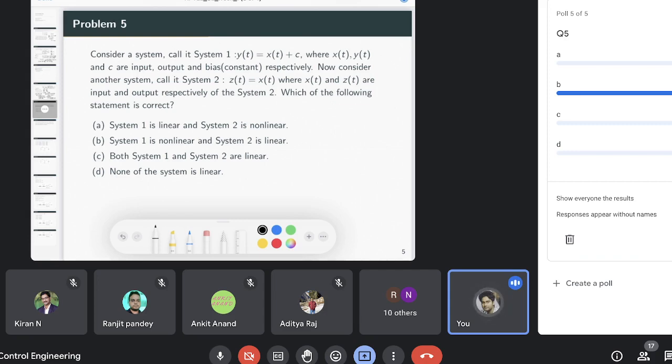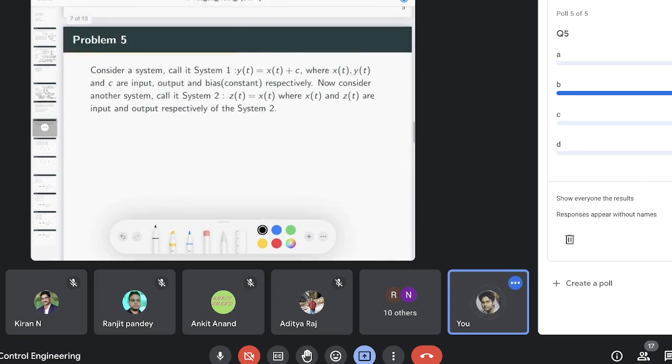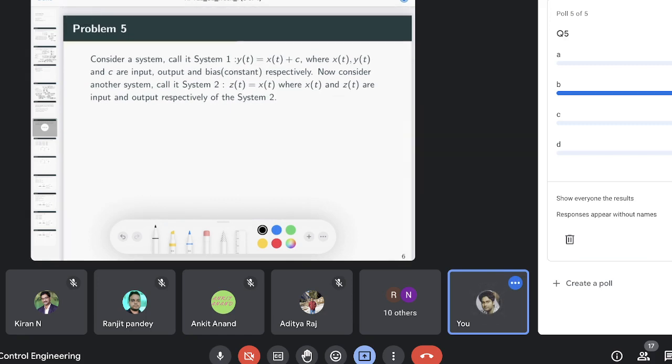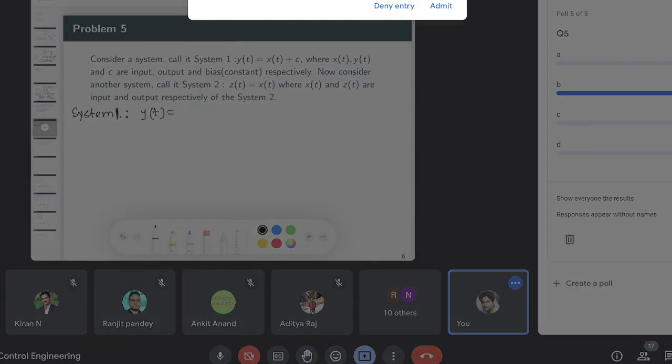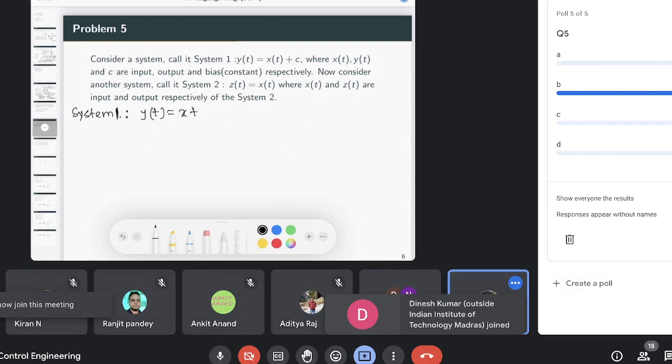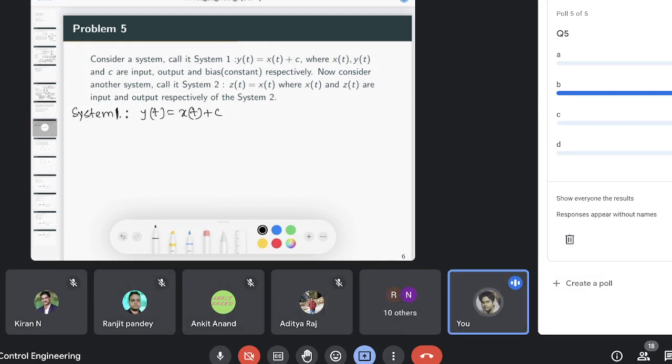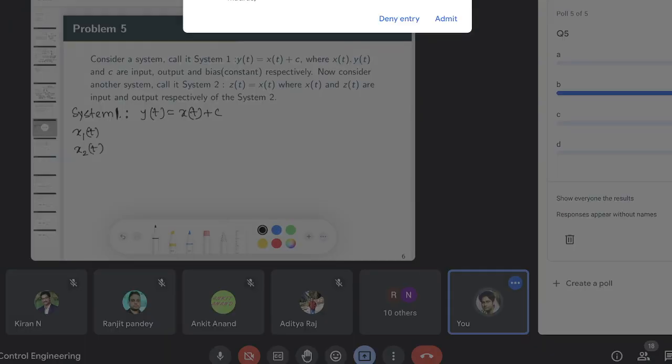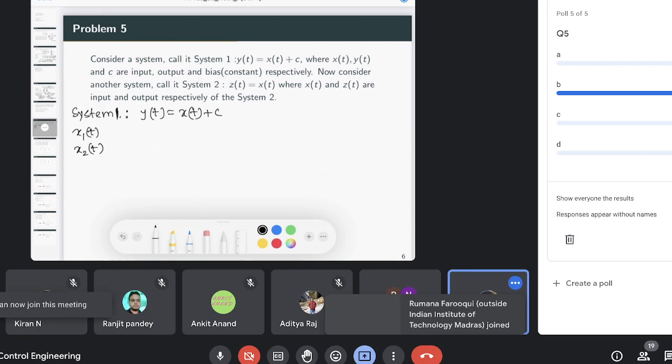Okay, so again you have to check these two properties, right? Superposition and homogeneity. So just consider first system 1. You have yt equal to the input plus some bias term. Again, for first checking superposition, you assume that you have two inputs, x1 and x2, and let the corresponding outputs be y1 and y2 for system 1.